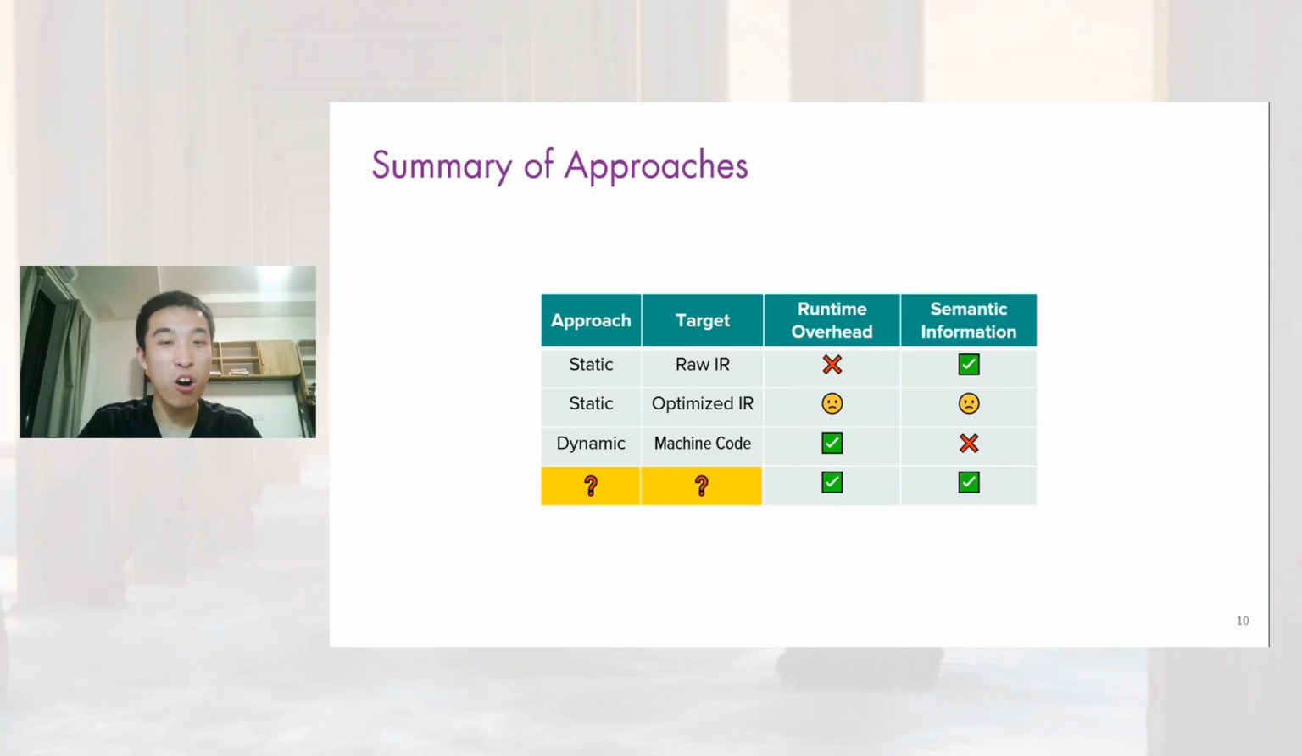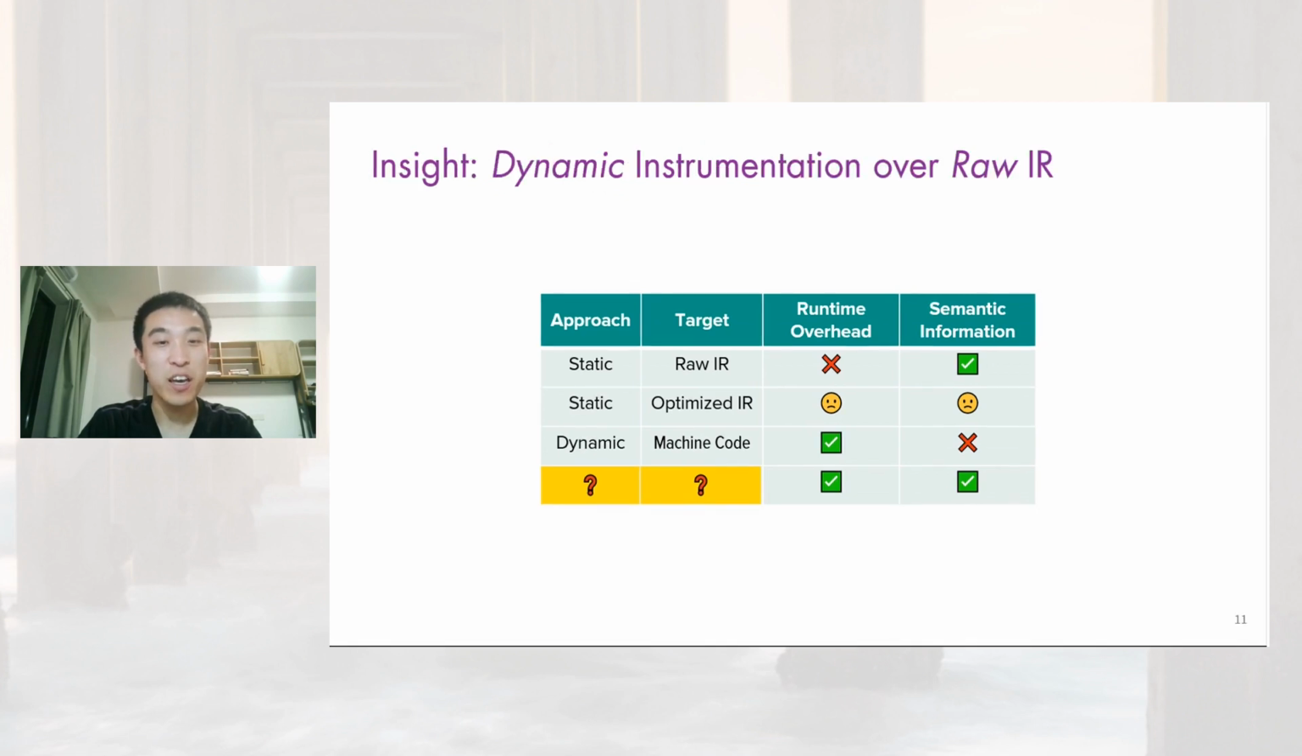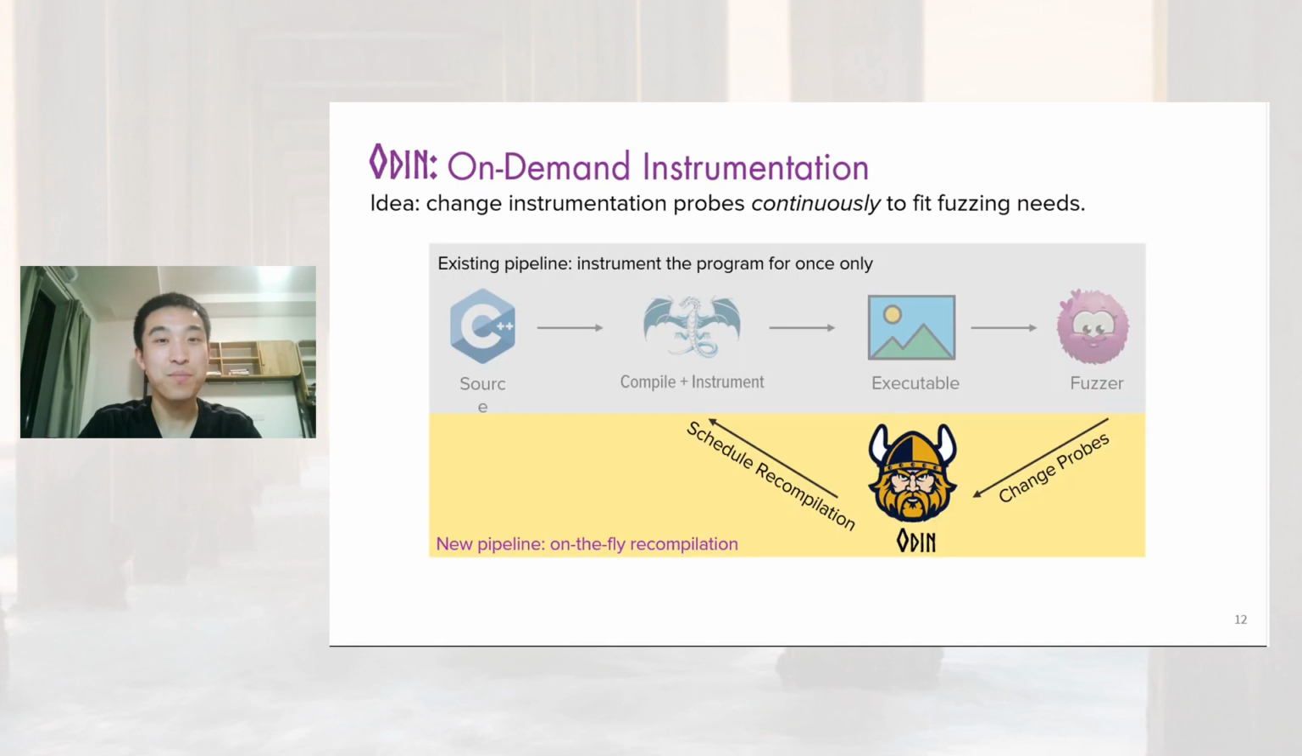How can we achieve all these goals? Analyze the table carefully, and we can find the root cause for the benefits. With raw IR, the semantic correctness and instrumentation capability can be preserved. With dynamic instrumentation, the unnecessary probes can be removed during fuzzing, and the overhead can be reduced consequently. How about combining these designs? We propose Odin, an on-demand instrumentation framework to achieve both conflicting goals.